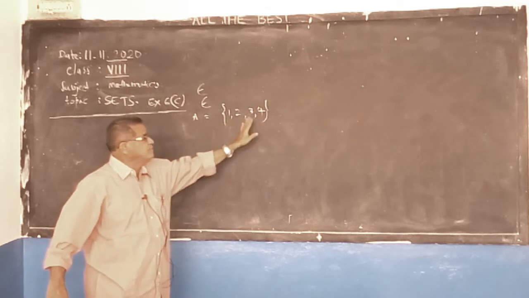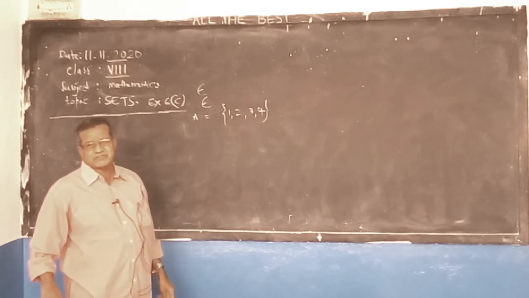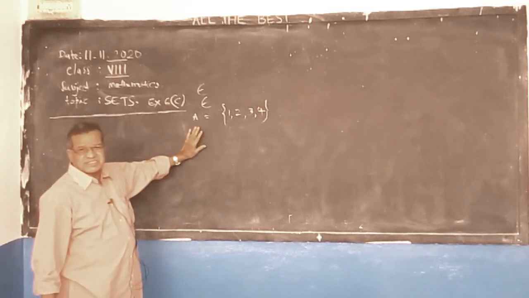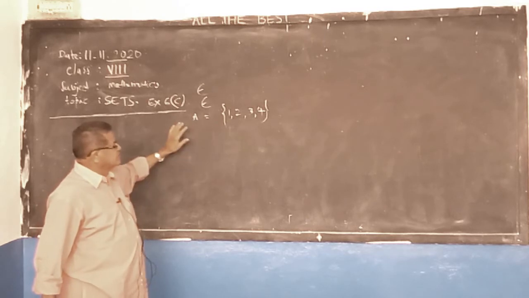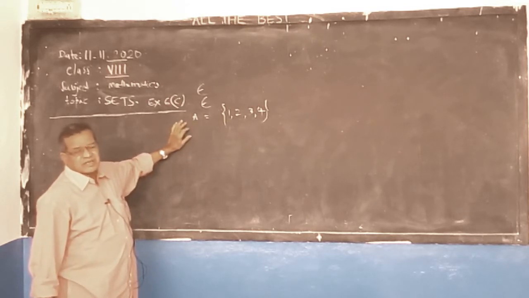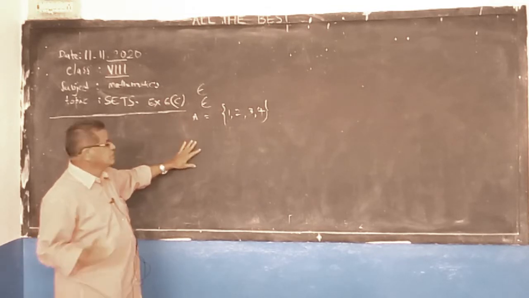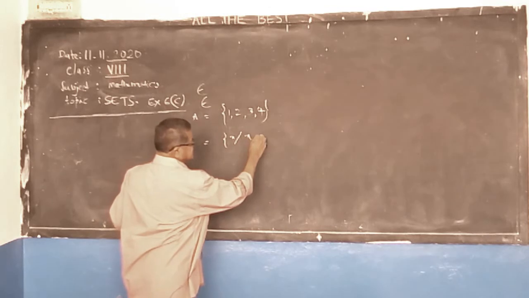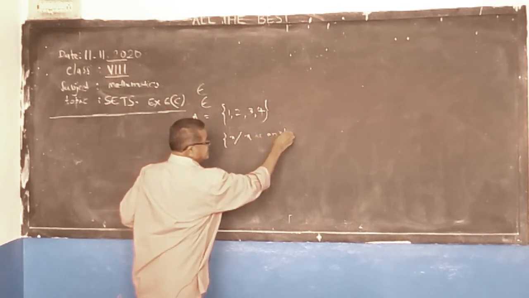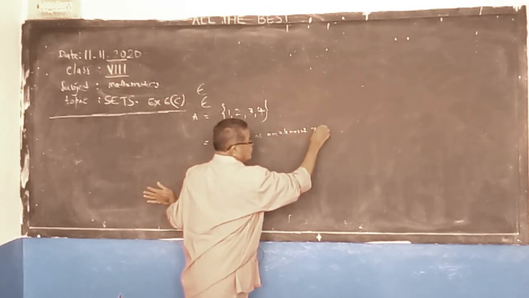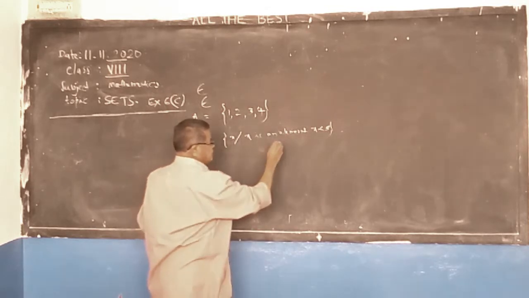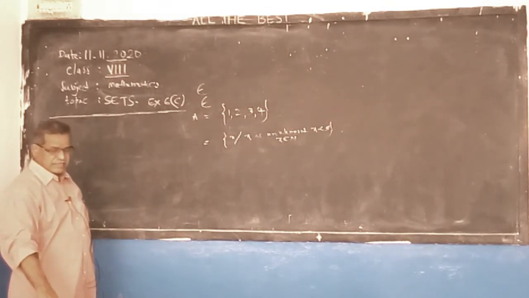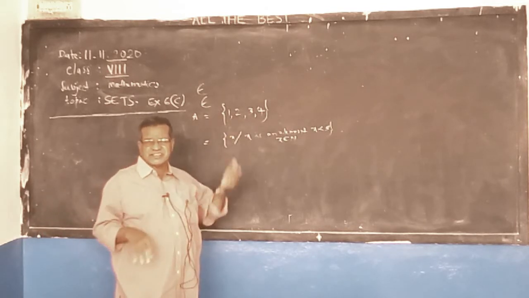In roster form we list the elements, and we know the elements, whereas in set builder form we write only the rule or property. For the set of first 4 natural numbers, we write: x is such that x is an element less than 5, where x belongs to N. N means natural numbers. This is the way of writing.